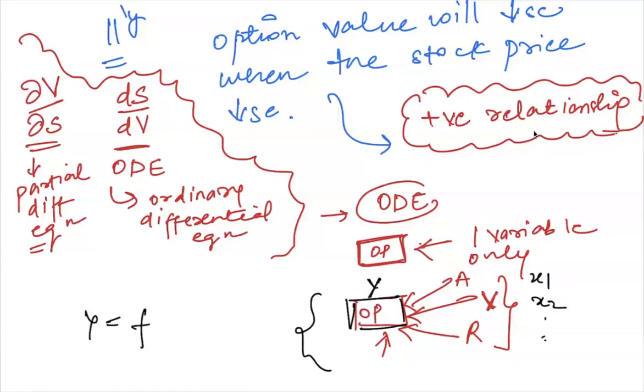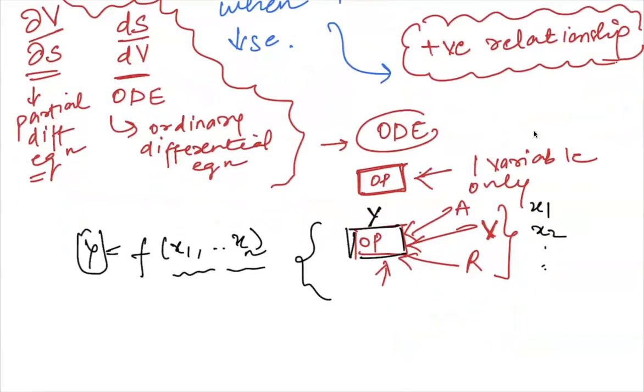When you have something like this, where there are multiple parameters affecting it, and you take the derivative of this, that's when we say we take the partial derivative.